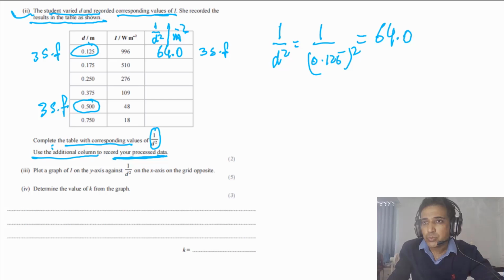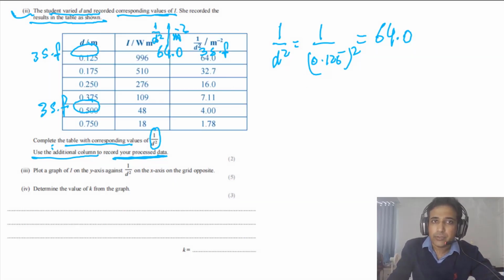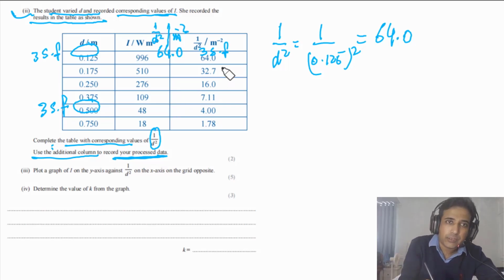Now let me show you the final table. This is how your table should look. So these are the final values. If you have done this one, you have completed this column and also this heading, you will get 2 marks.